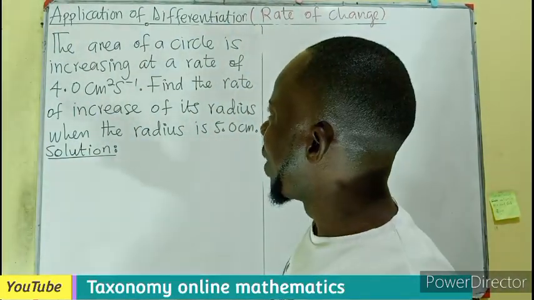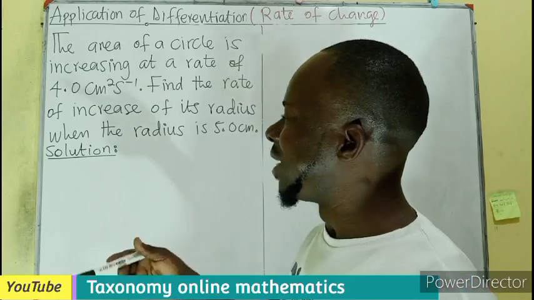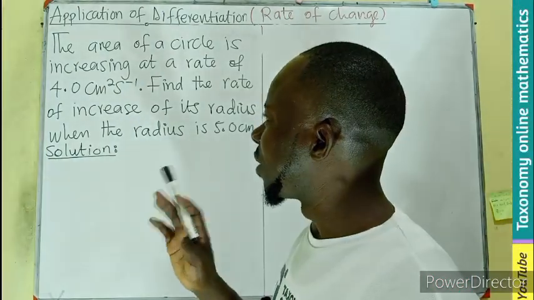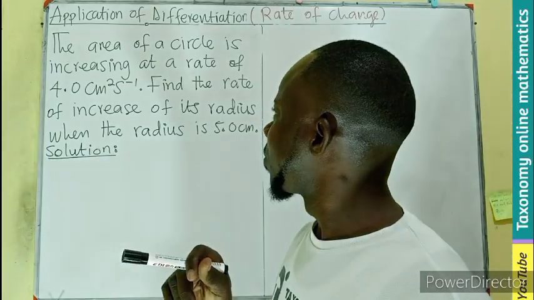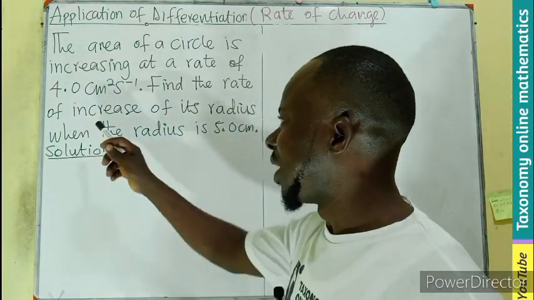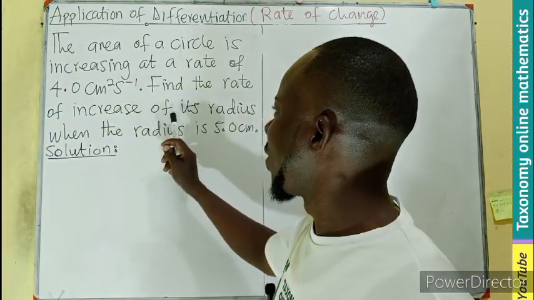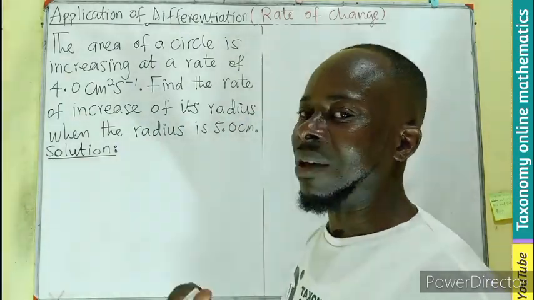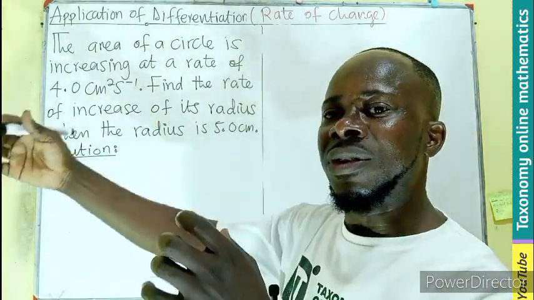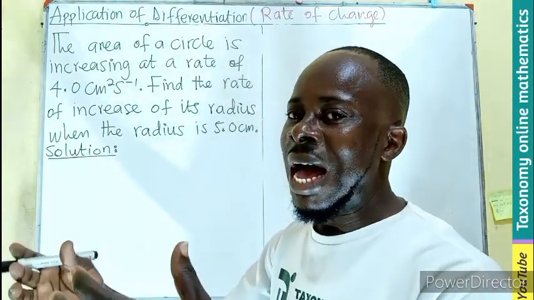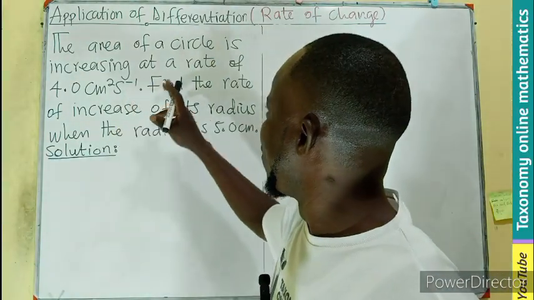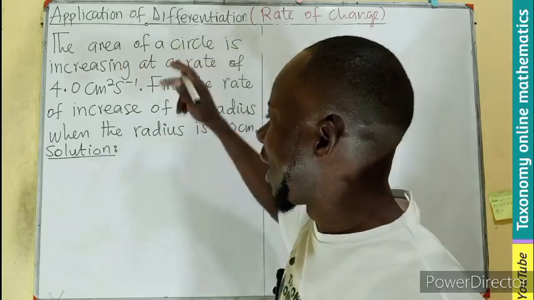Differentiation. The area of a circle is increasing at a rate of 4.0 centimeters square per second. We have to find the rate of change, that's the rate of increase of the radius, when the radius itself is 5, the rate at which the radius is changing. That's dr over dt. Then we have already been given the area of a circle.